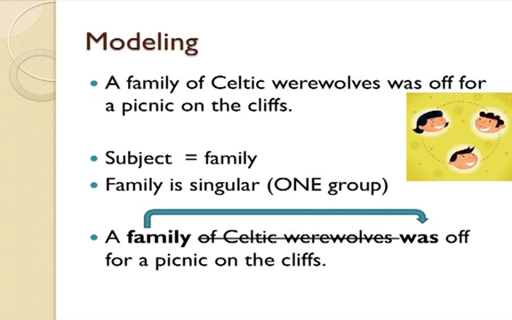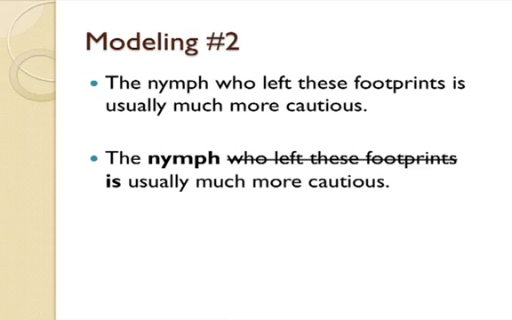A family of Celtic werewolves was off for a picnic on the cliffs. The simple subject is the word family. And family, even if there are many people within that family, the word family is going to take a singular verb. And so the idea is family was. Another example, the nymph who left these footprints is usually much more cautious. Our subject is nymph, which is singular, therefore it needs to take a singular verb, which in this case is.